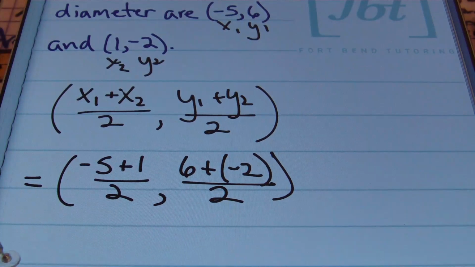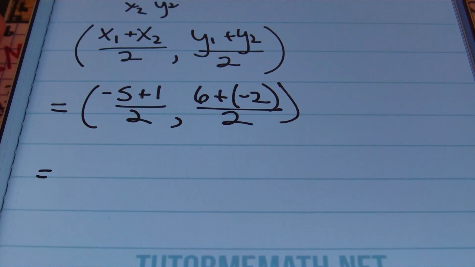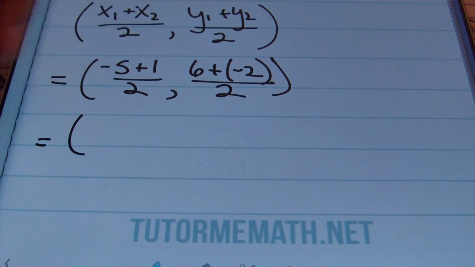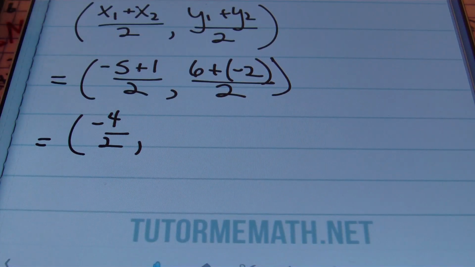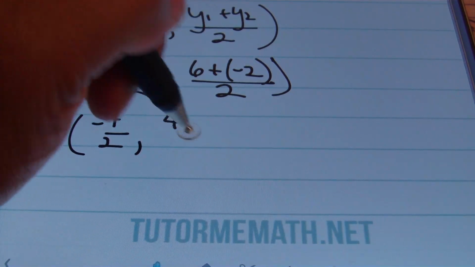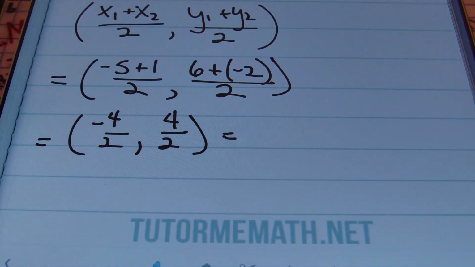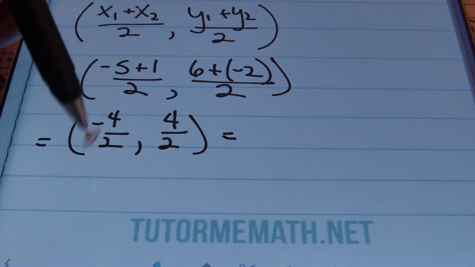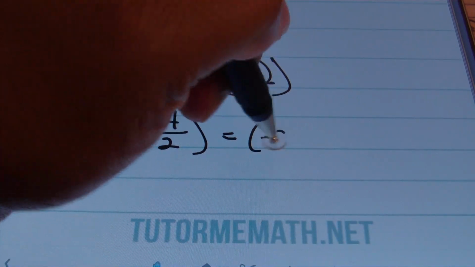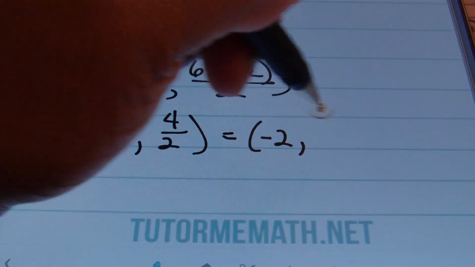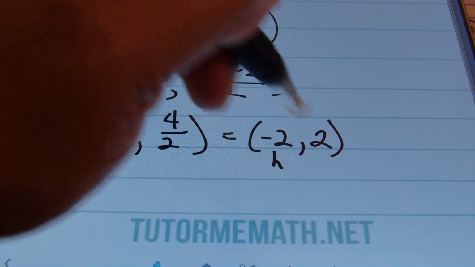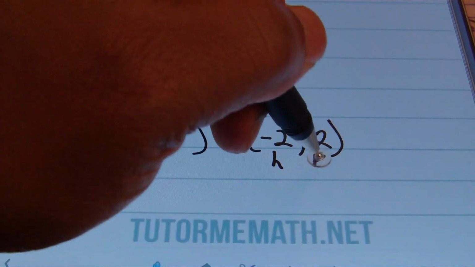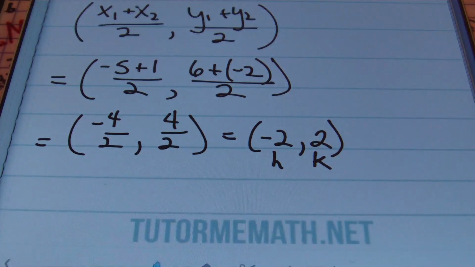We'll be simplifying this, and you'll end up with the following. You'll have -4 divided by 2, and 6 plus -2 is the same as 6 minus 2, so that gives me 4 divided by 2. Simplifying this even further, knowing that a fraction is a division problem, negative 4 divided by 2 is going to give you negative 2, and then 4 divided by 2 is positive 2. So this is my center. Negative 2 is my h value, and positive 2 is my k value. So now we have our center.